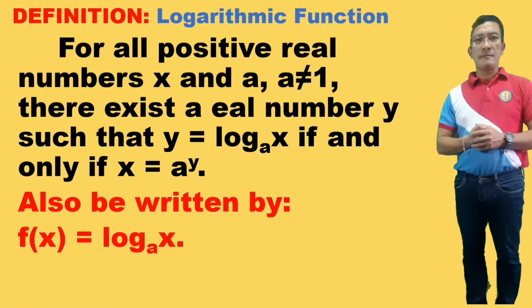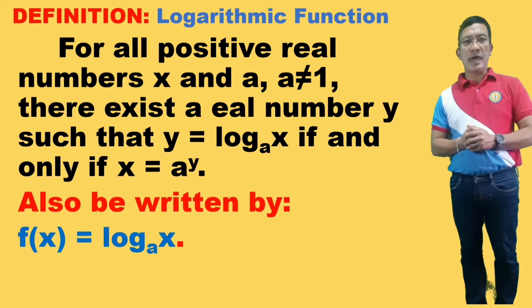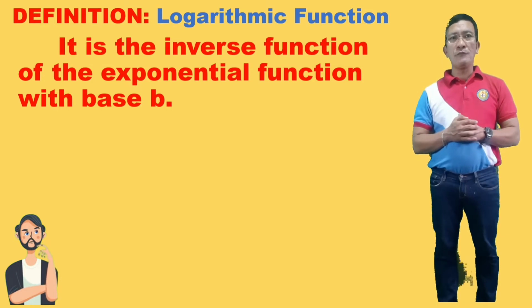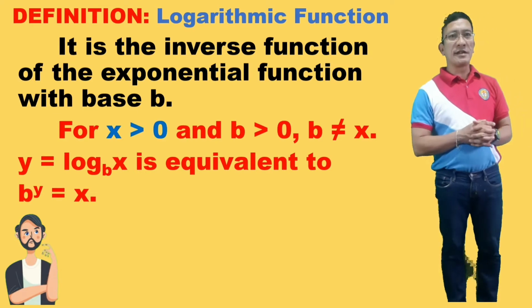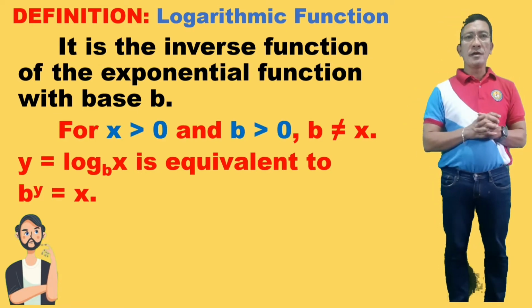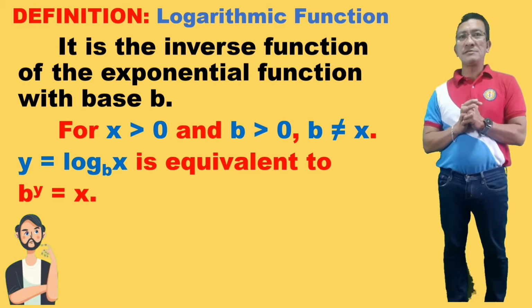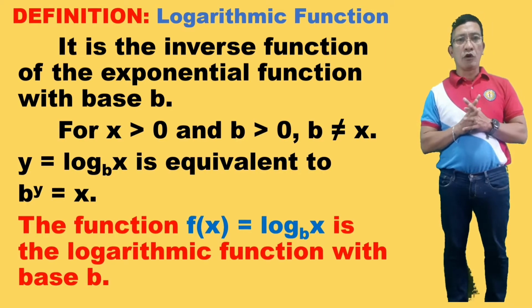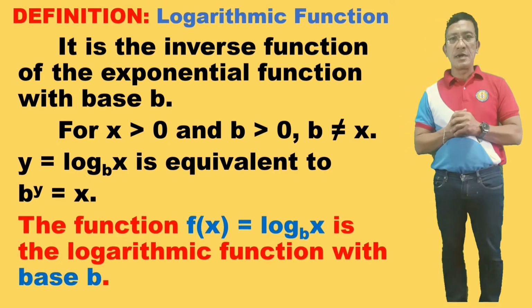Also, it can be written as f of x equals log of x with base a. The logarithmic function is the inverse function of the exponential function with base b. For x greater than 0 and b greater than 0, where b is not equal to 1, y equals log of x with base b is equivalent to b to the y equals x. The function f of x equals log of x with base b is the logarithmic function with base b.